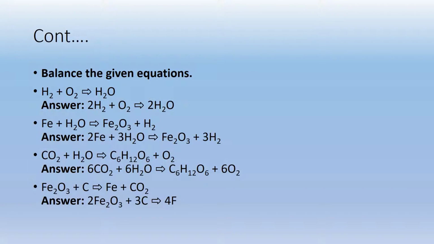Balance the given equations. H2 + O2 → H2O. Answer: 2 H2 + O2 → 2 H2O. Fe + H2O → Fe2O3 + H2. Answer: 2 Fe + 3 H2O → Fe2O3 + 3 H2. CO2 + H2O → C6H12O6 + O2. Answer: 6 CO2 + 6 H2O → C6H12O6 + 6 O2. Fe2O3 + C → Fe + CO2.